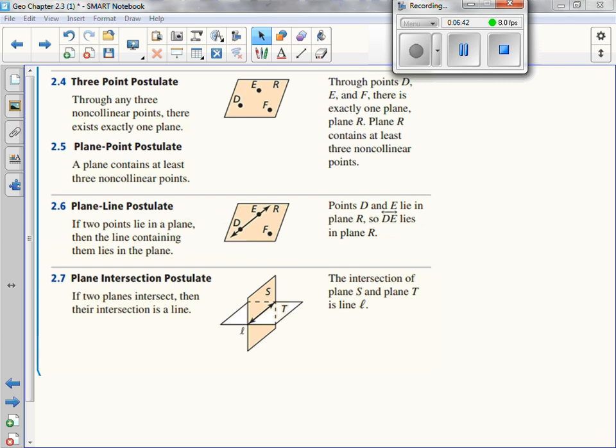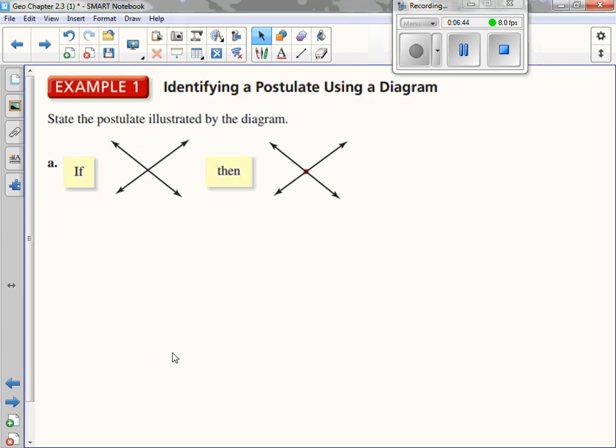All right, guys. So let's look at example 1. The directions for this state the postulate illustrated by the diagram. If we have 2 lines that cross, then it highlights a point, yes? So what is that saying? If 2 lines intersect, then they intersect at a point.